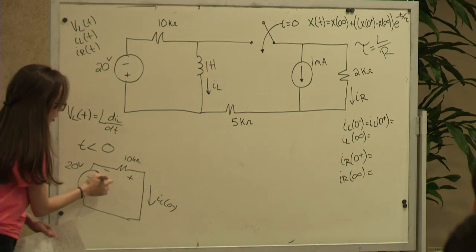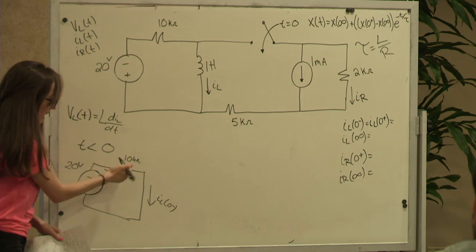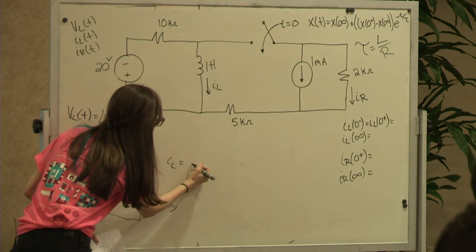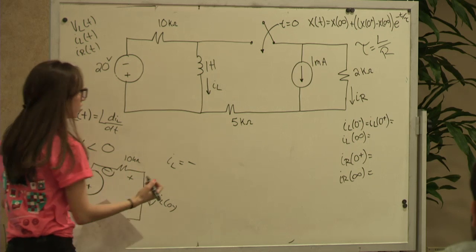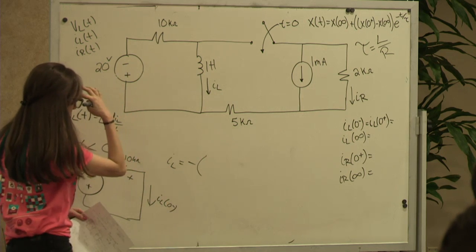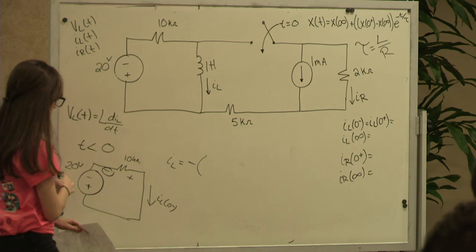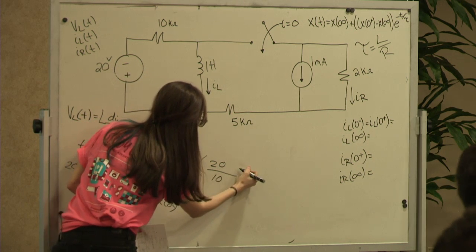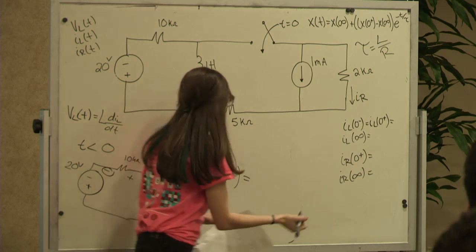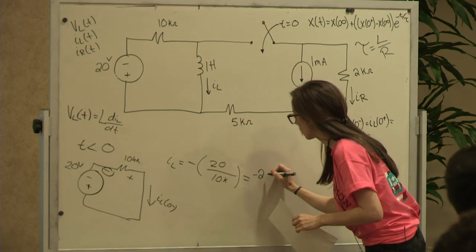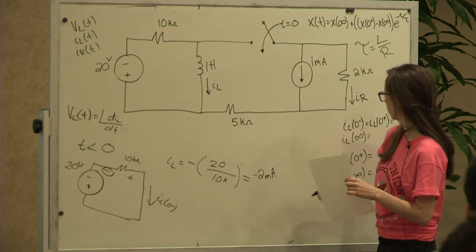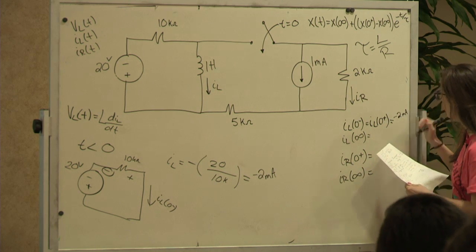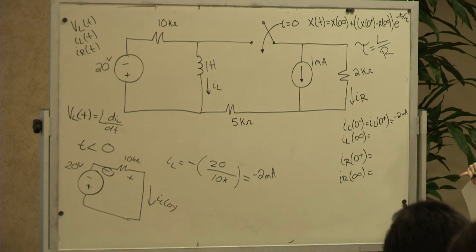But I'm trying to find IL, and this IL is hitting the negative. So I still put a negative out front of the whole Ohm's law. And then V over R, so positive 20 over 10 kiloohms. And that'll give you negative 2 milliamps, which will be the same over here, negative 2 milliamps. So any questions on that?